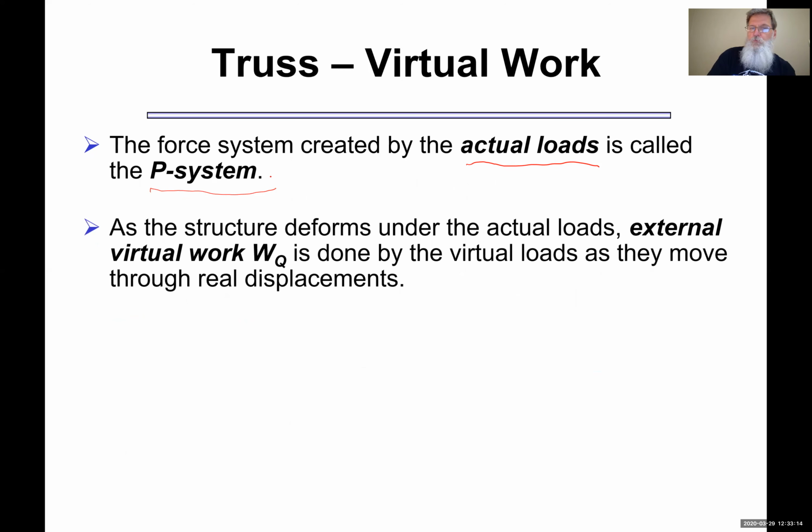So as the structure deforms under the actual load, you'll get external work done. And so W for work, Q, and that's done by the virtual. So work is going to be, if you remember your physics, a force going through a distance. So this is going to be a balance of real forces going through real distances and virtual forces going through virtual distances, and then the combination of those two, real forces going through virtual distances and virtual forces going through real distances.